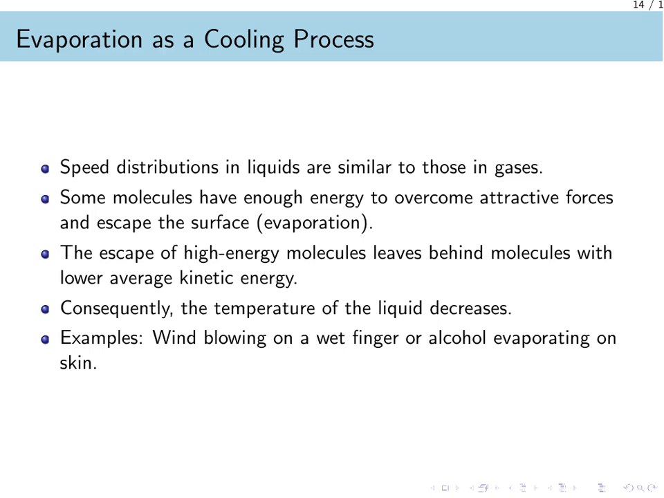The concept of speed distribution helps explain why evaporation is a cooling process. The distribution of speeds in a liquid is very similar to that in a gas. Within a liquid, some molecules are moving fast enough to have the energy required to overcome attractive intermolecular forces and escape from the surface. When these high-energy, fast-moving molecules evaporate, they leave behind the molecules with lower average kinetic energy. Since temperature is a measure of average kinetic energy, the temperature of the remaining liquid decreases. This is why a wet finger feels cool when the wind blows on it, or why alcohol feels cold as it evaporates from your skin.